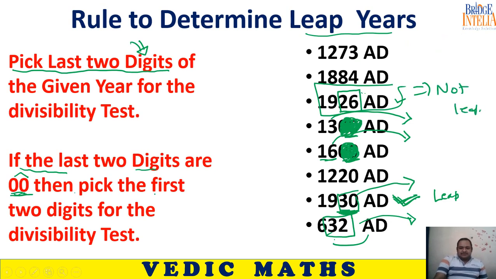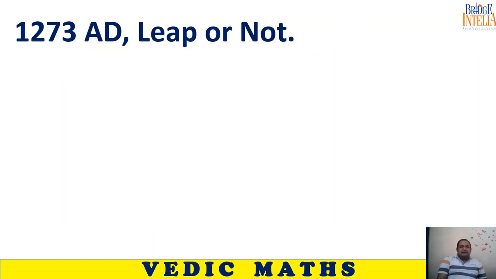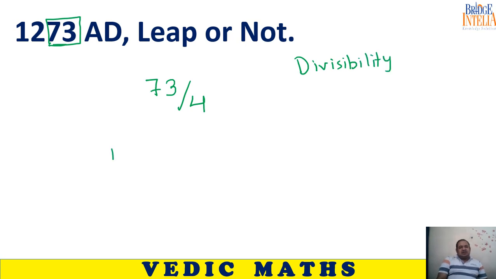So this is the logic. Let's take a few examples. Is the year 1273 AD leap or not? Step 1, pick the last two digits. So I pick 73 from here. Step 2, divide by 4 and check the divisibility. 73 is not divisible by 4. So not leap. The answer is it is not a leap year.